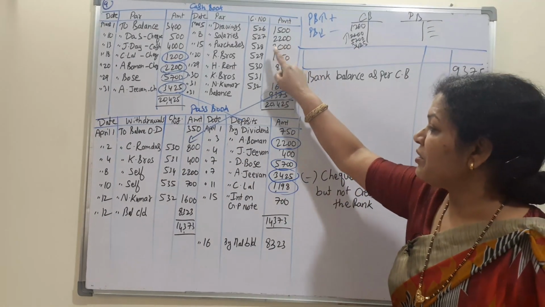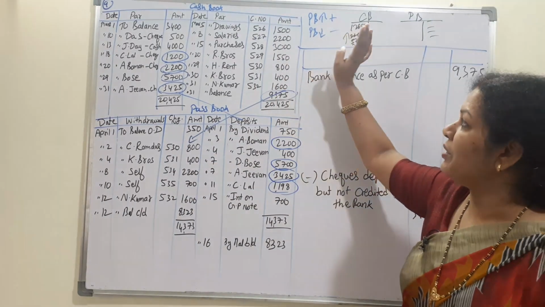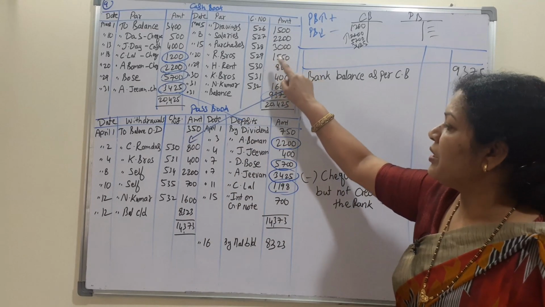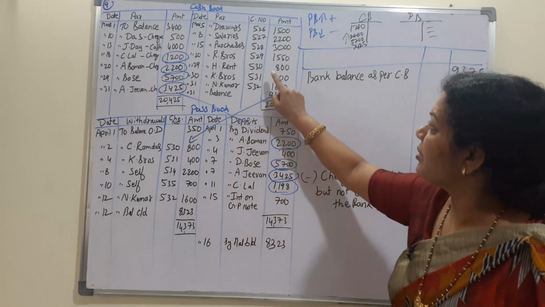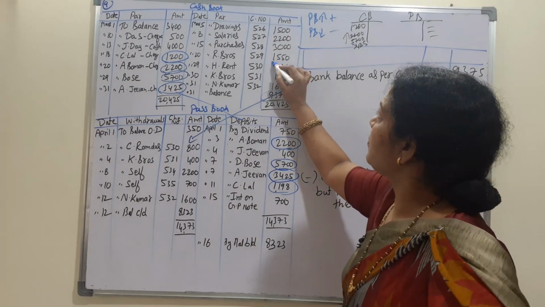In the same way, the 527 check is also not there, which means it was withdrawn in the same month. 528 is also not there. Next 529, not there. 530, yes, it is there. The 530 check is 1550.